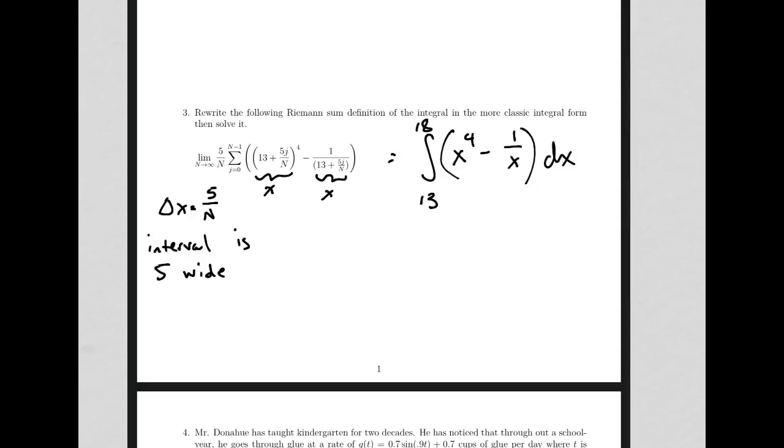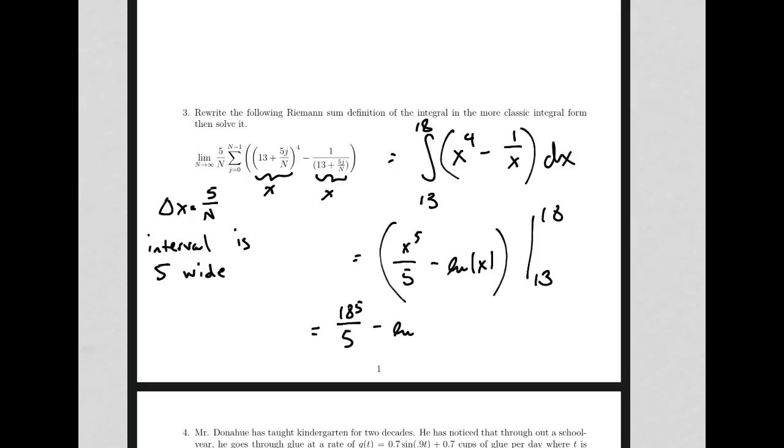All right? So we just wrote it as an integral. So if we wanted to solve it, we could use the fundamental theorem of calculus part 1. And so you'd end up with x to the 5th over 5 minus, and then 1 over x is natural log of x. And you are plugging in 13 and 18 and taking the difference. So this is going to be 18 to the 5th over 5 minus natural log of 18 minus, and then you have 13 to the 5th over 5 minus natural log of 13. I'm not going to type that in, but this is what you would plug in order to solve.